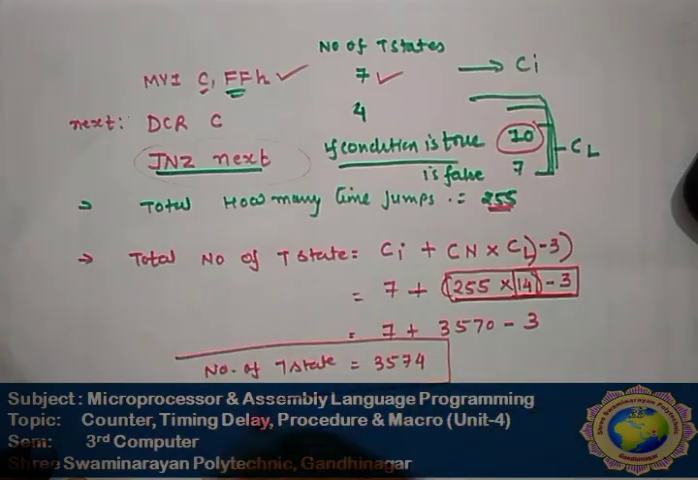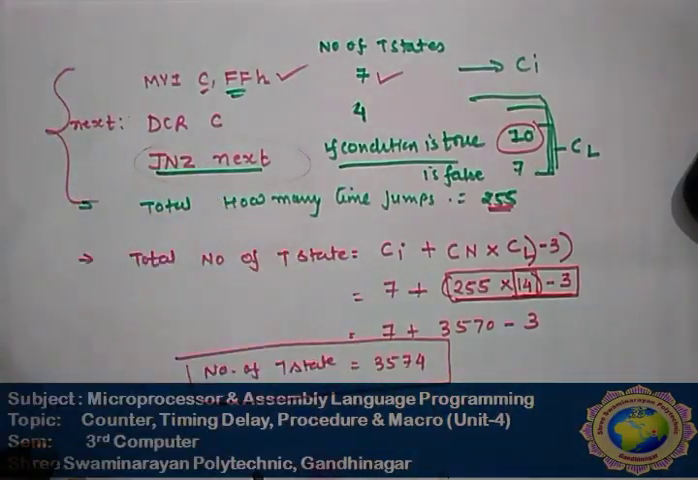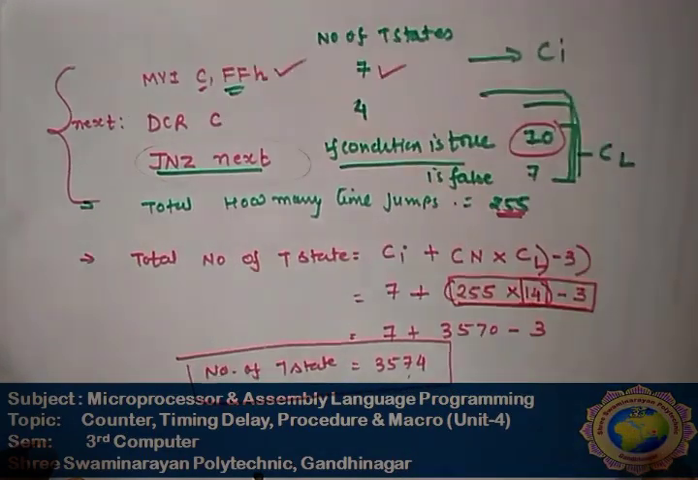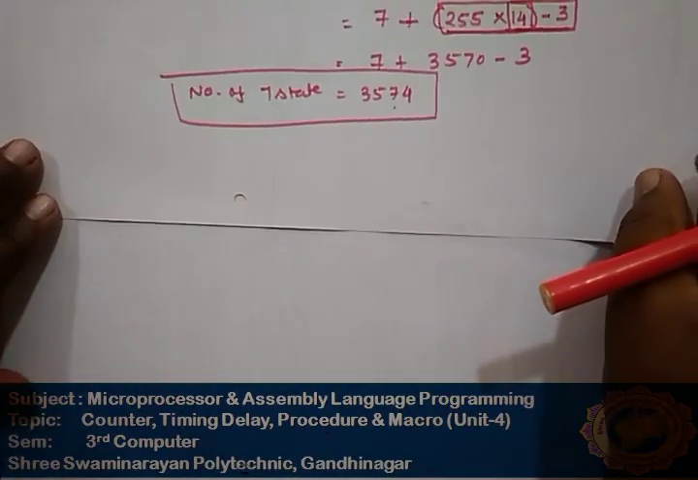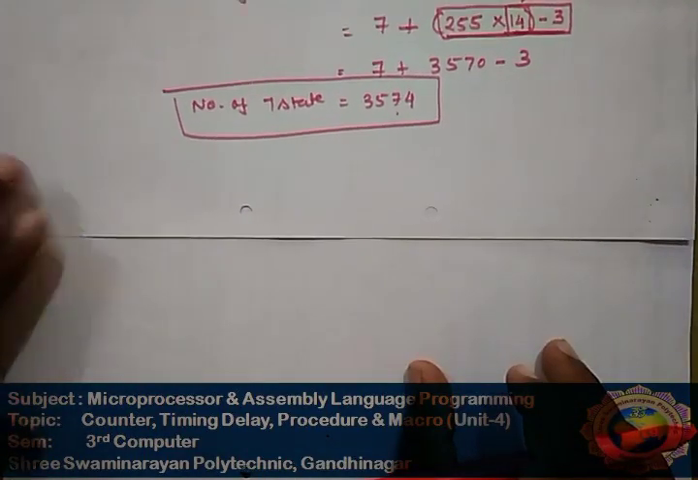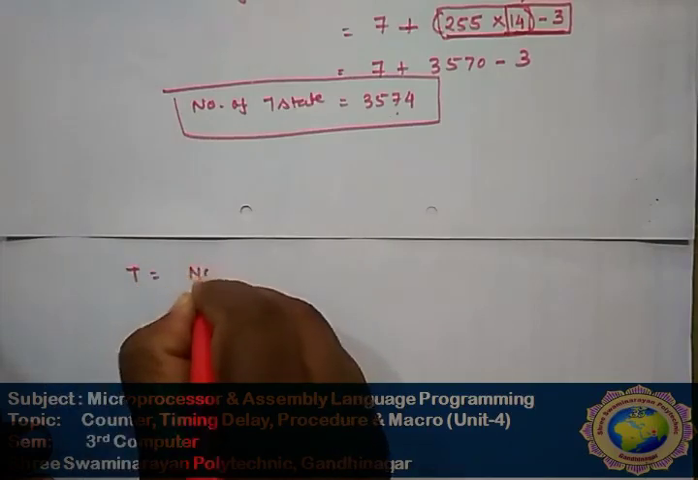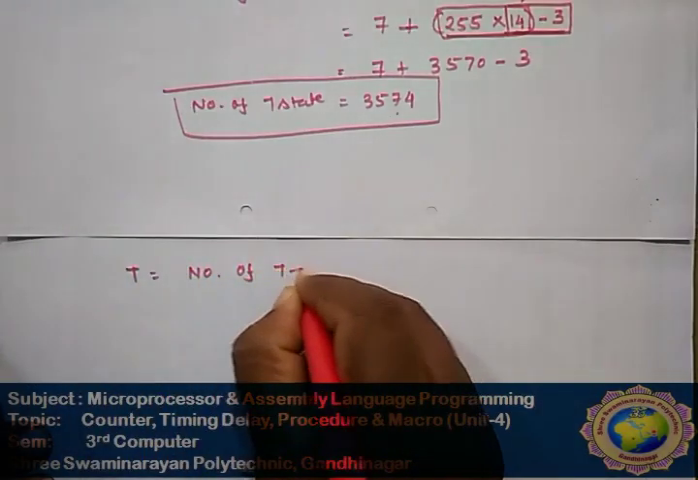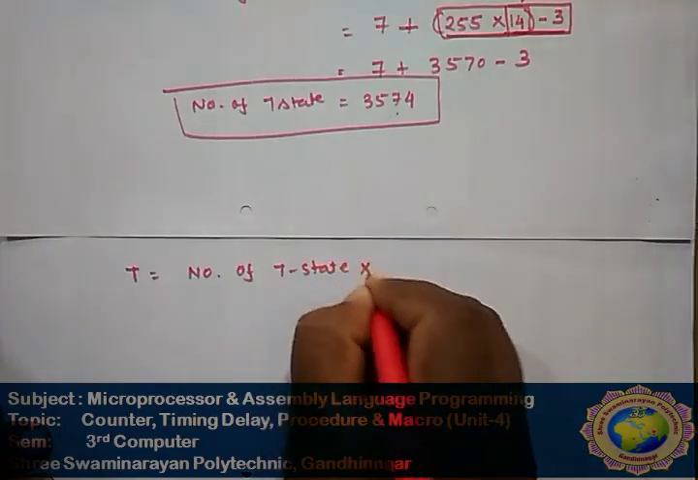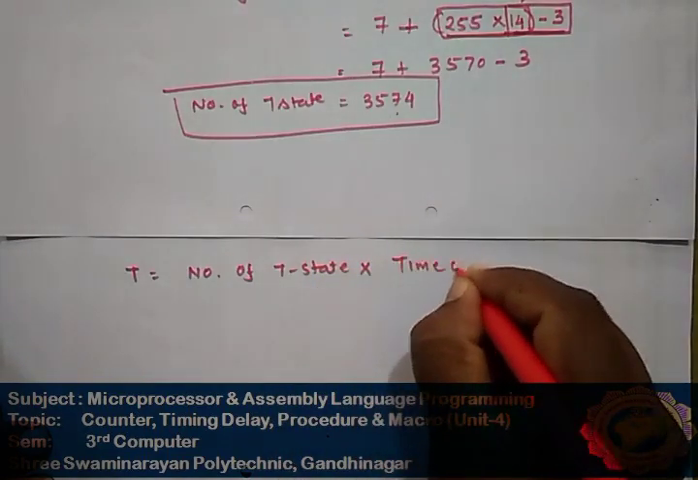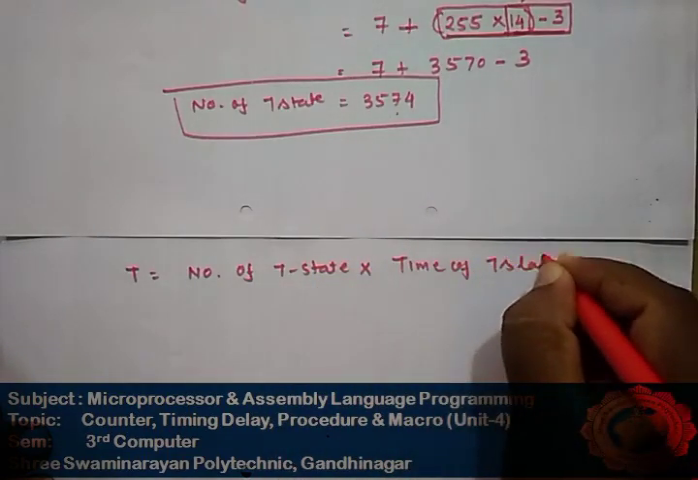So how many T states are generated from these two instructions? It's 3574. Now how much time does it require? How much time does it consume? So we have to use here T is equal to number of T states multiplied by time of T states.